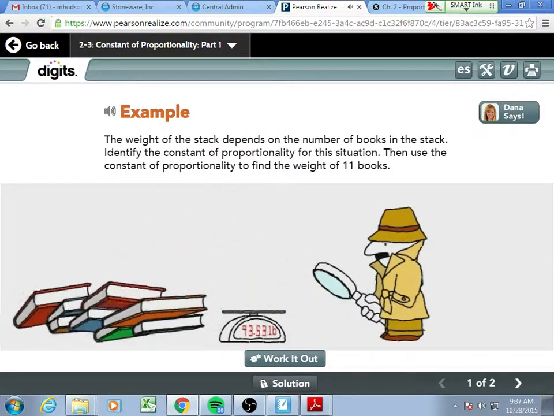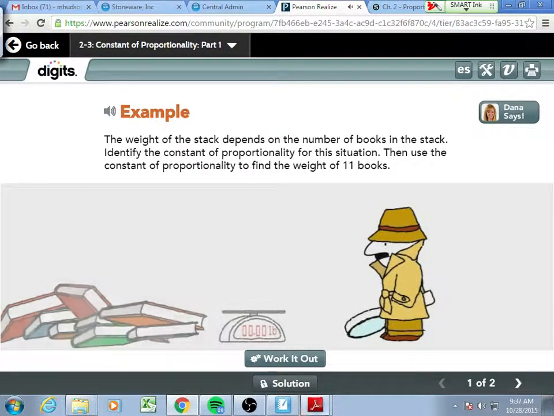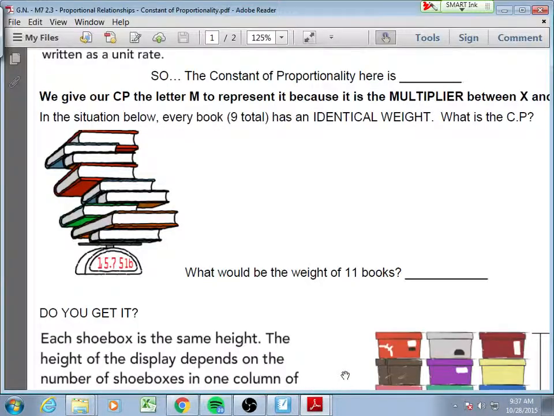So we want to calculate what is the constant of proportionality here. And then we can use that to determine the weight of 11 books. Now, something that we have to assume here, every book in this situation weighs the same amount. So say we're using all your language arts vocab books, or all the history books, so all identical books. So can anyone figure out how we can find the constant of proportionality here?